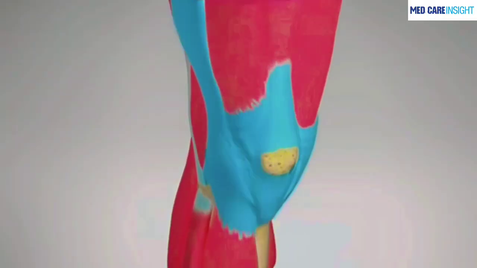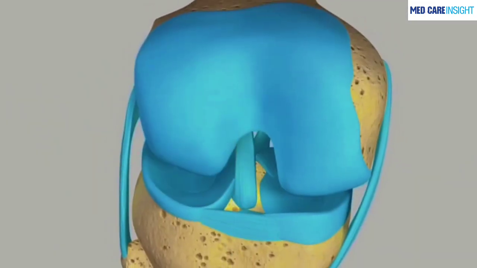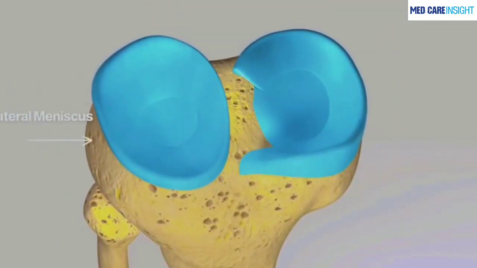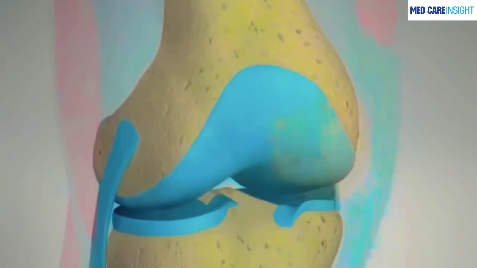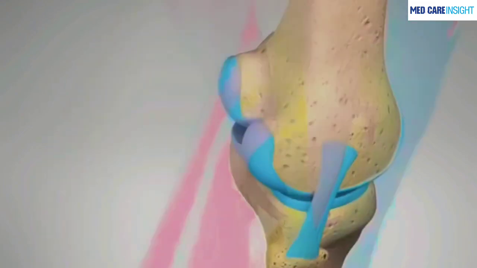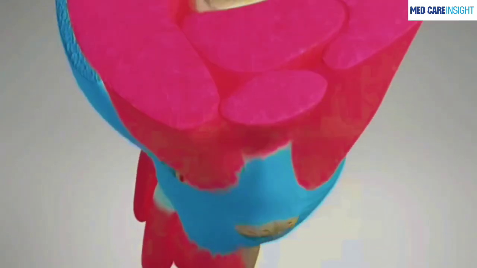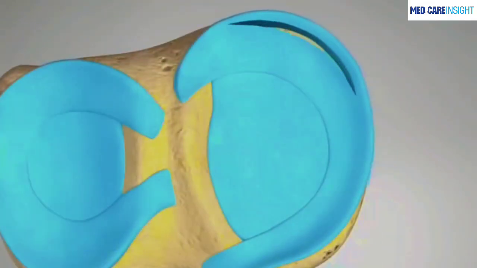The meniscus is a C-shaped piece of tough, rubbery cartilage that cushions and stabilizes the knee. Each knee has two. The lateral meniscus is more circular, and the medial meniscus is a C shape. Both are attached at the front and back of the knee, allowing for mobility, but also making it a structure at risk of injury.